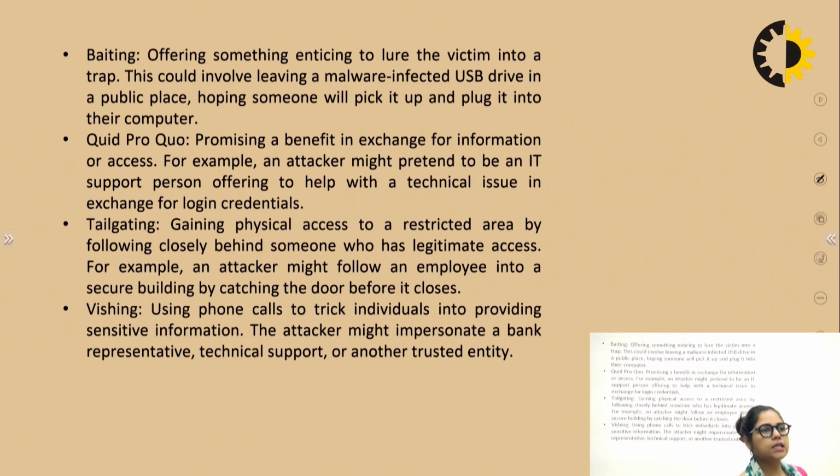The next one is tailgating. Basically, gaining physical access to a restricted area by following closely behind someone who has legitimate access. For example, an attacker might follow an employee into a secure building by catching the door before it closes. The next one is vishing. Use phone calls to trick individuals into providing sensitive information. The attacker might impersonate a bank representative, technical support, or any other trusted identity.